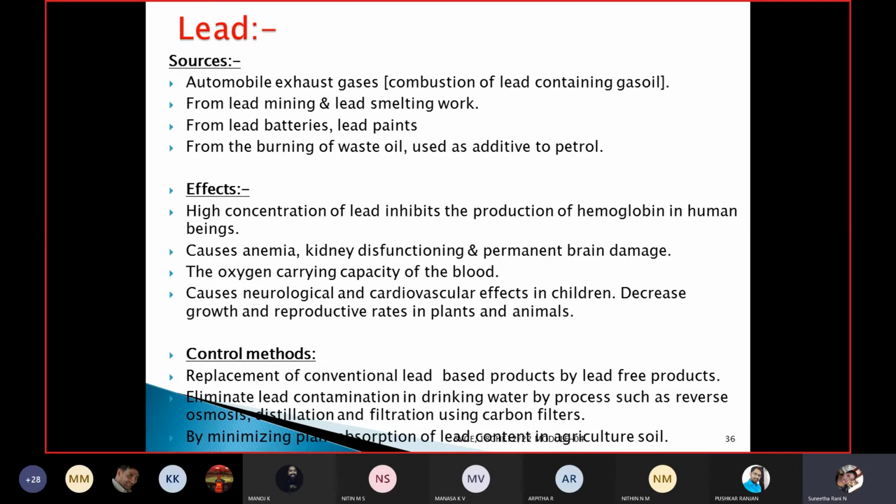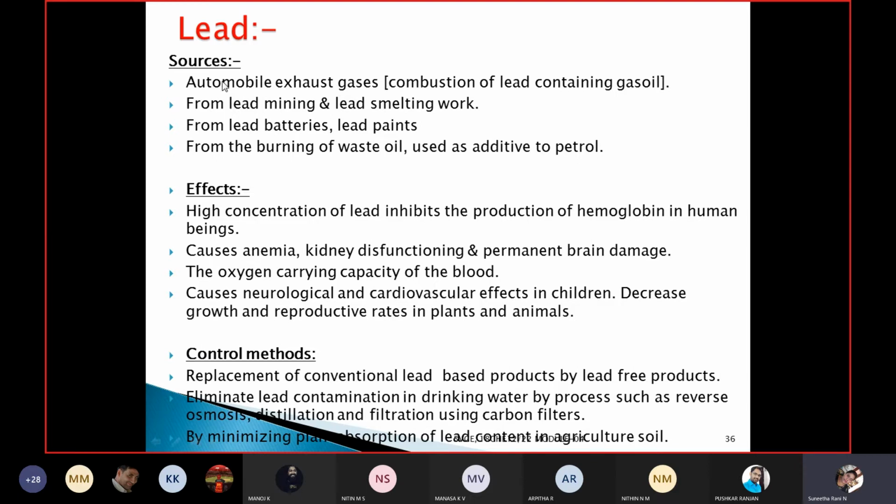See, all these are just sources, effects, and controlling methods. If you read the notes, it will be very clear. They will ask direct questions only. Write a note on sources, effects, and controlling methods of lead pollutant, mercury pollutant, like that. Whatever they ask, you have to write the sources, effects, and controlling method. It will be asked for 6 or 7 marks. Each pollutant will be asked for 7 marks. Understood? So the next pollutant is lead.